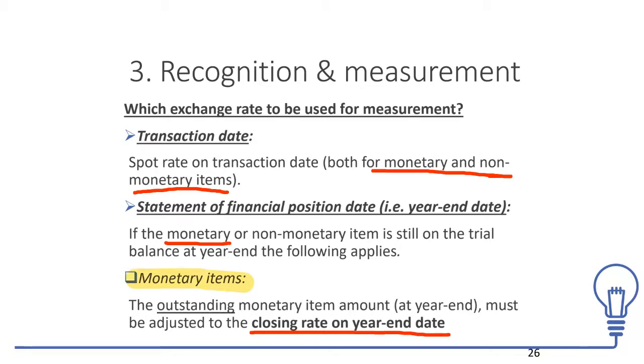Does that make sense? We need to remeasure any monetary items. Remember what we said monetary items were. Debtors we need to remeasure, right? Because the debtor amount might change. The loans might change. We need to remeasure any monetary items. We don't need to remeasure any non-monetary items.